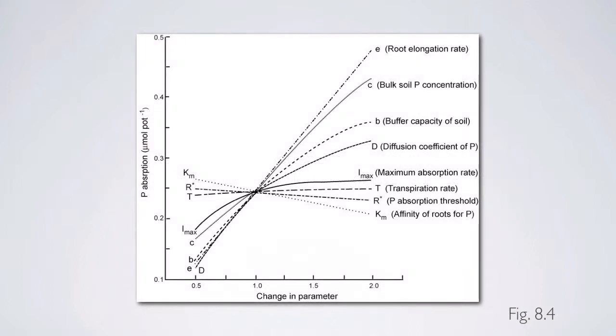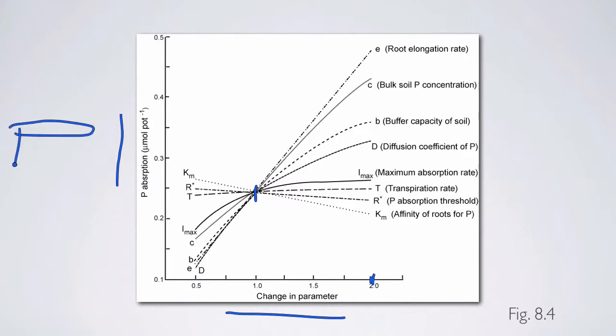In this figure, figure 8.4, this is model synthesis. And what it does is take a look at the effect of changing parameter values in the model that simulates phosphate absorption. Now think about phosphate as being a relatively non-mobile nutrient for roots. And we can take a look at the relative importance of changing different factors by standard amounts. So we standardize all the parameters to 1 and take a look at what the effect is of doubling that parameter. And that's what the x-axis is here, change in parameter. And y looks at the change in phosphorus absorption, micromoles per pot.